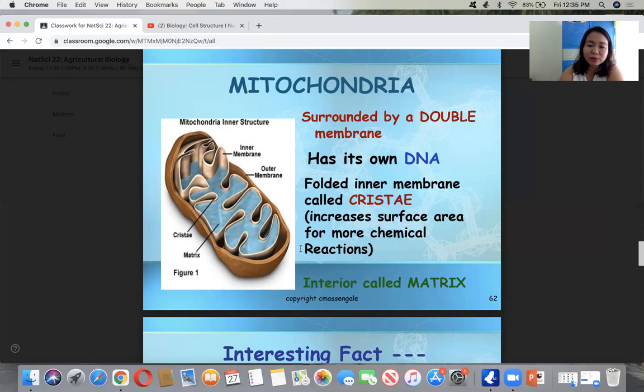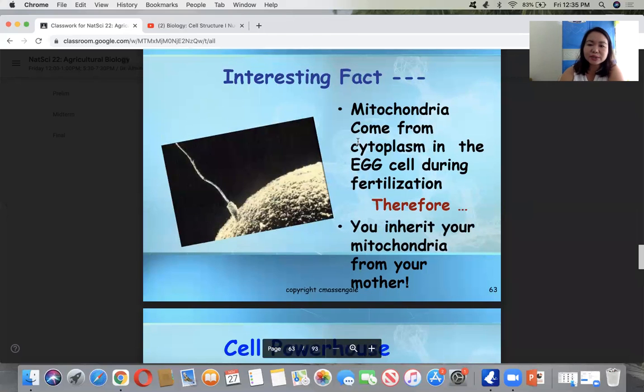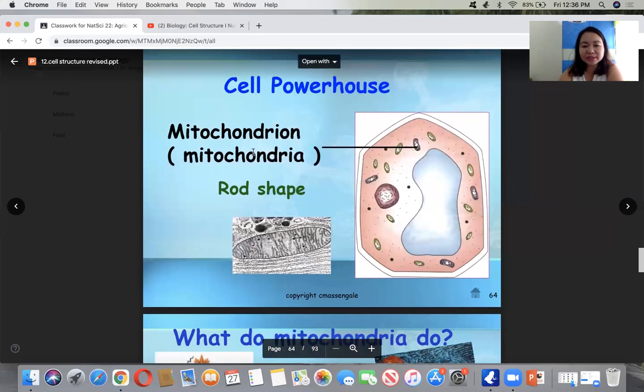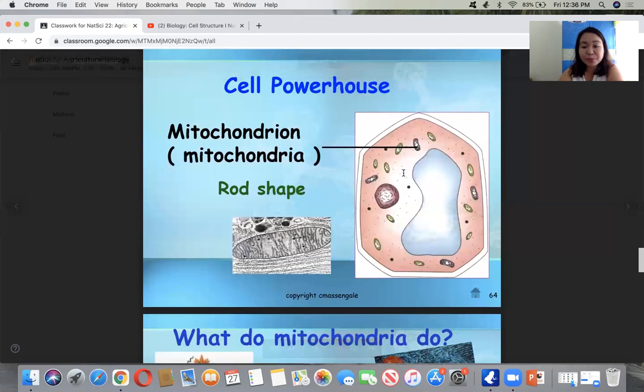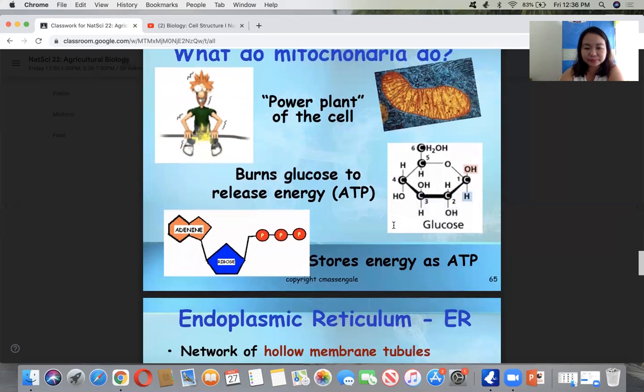The interior is known as the matrix. So one interesting fact about mitochondria is that they come from the cytoplasm in the egg cell during fertilization. Therefore, you inherit your mitochondria from your mother. The cell powerhouse, or the mitochondrion, is rod-shaped in form here. So they are the power plant of the cell. Therefore, they burn glucose to release ATP, or the energy.